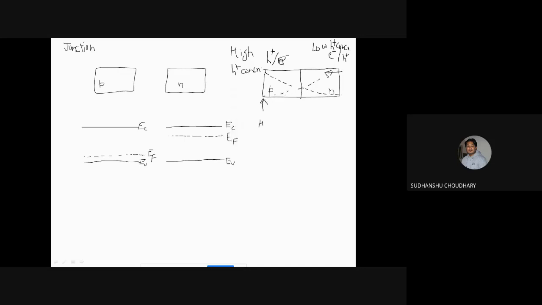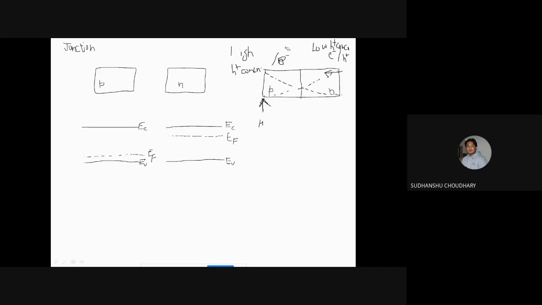And maybe at this edge, the hole concentration may be 0. Because here, the electron concentration may be 0 if you move from here, because in P-type, electrons are minority carriers. Obviously, I have a concentration gradient. Okay, now let me rub everything.